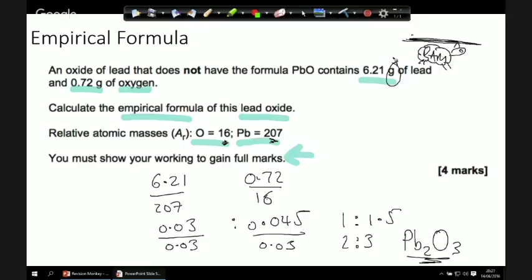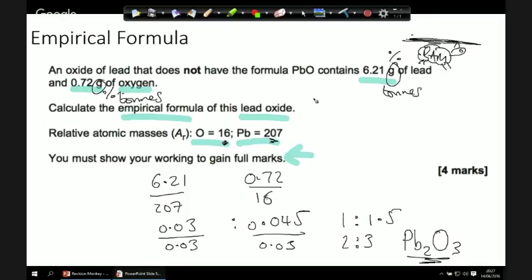Now, bear in mind, you might see this as a percentage. Don't worry about it. Just ignore it. You might see this as tons. Just ignore it. Do not worry about what units this is in. As you can see, they don't play a part in the equation. All you need to do is divide by RAM and then simplify the ratio so that it's a whole number. So that is your empirical formula, an extra thing that happens on the higher tier paper.